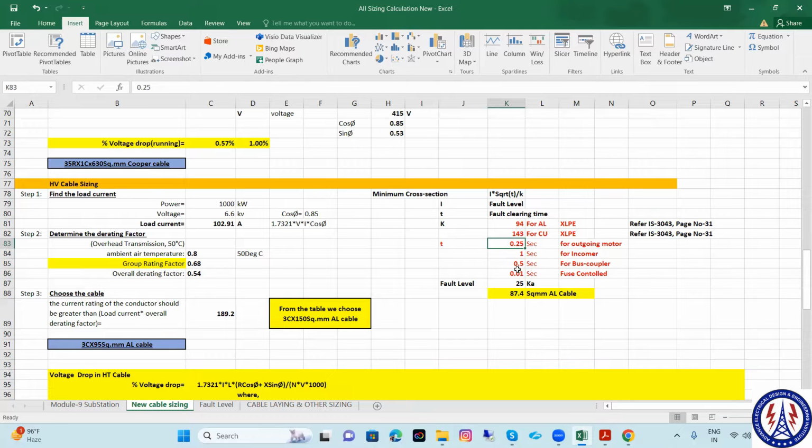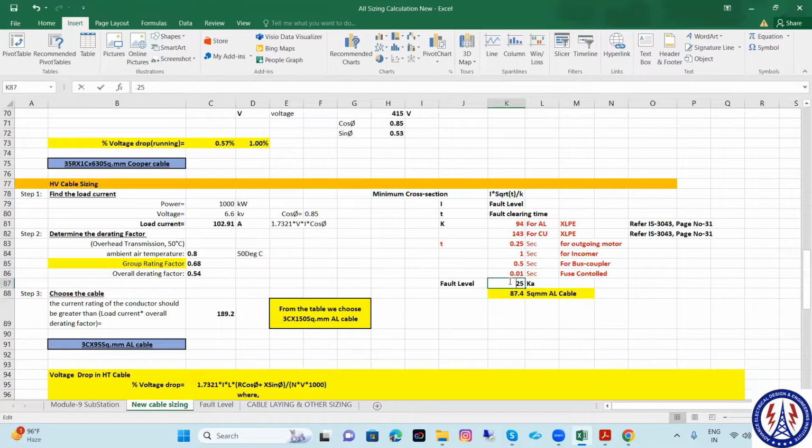This should be the fault clearing time. It's not a standard, it's a general practice. The only thing is, suppose I am taking it as 1 second, it means my relay should trip the breaker within 1 second. So this is how this value comes. Suppose I'm supplying a motor which has the ST VCB, then I will take the fault clearing time as 0.25 second.